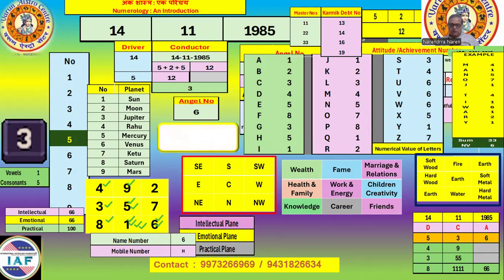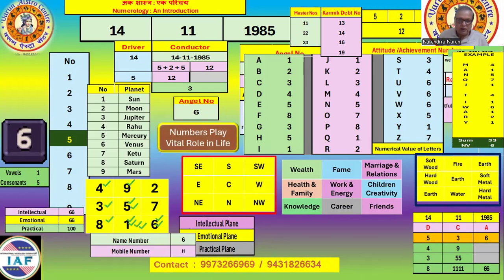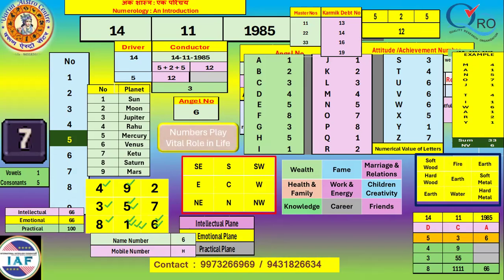The intellectual plane for the native is 492, so it is filled with two numbers, so 66% impact is there. The emotional plane also has 2 boxes filled in, so 66% result is there. The practical plane consists of 816. So the native is very, very practical in this respect, so it is giving a 100% score.